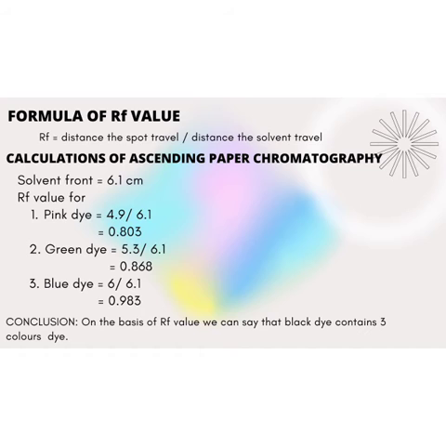Formula of RF value: RF value is equal to distance the spot travelled upon distance the solvent travelled. Calculations of ascending paper chromatography are as follows. Pink dye gave 0.803, green dye gave 0.868 and blue dye gave 0.983. So we can conclude that on the basis of the RF value we can say that the black dye contains 3 dye colors, which are pink, green and blue.